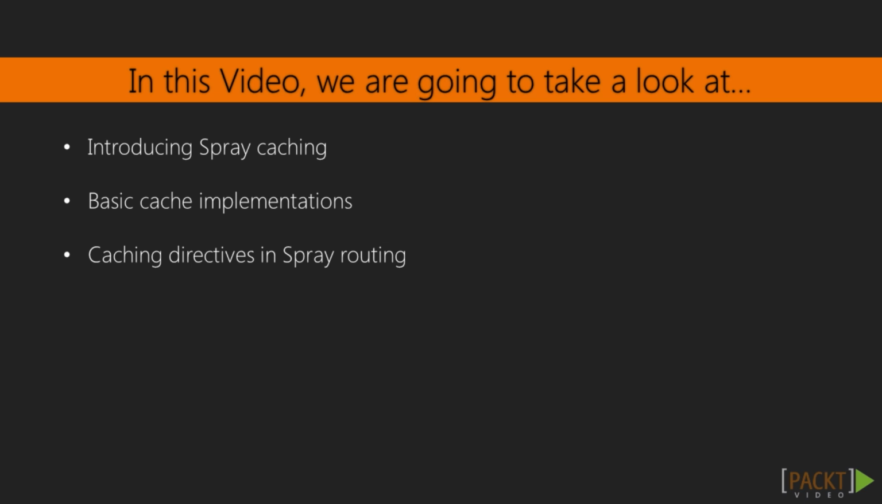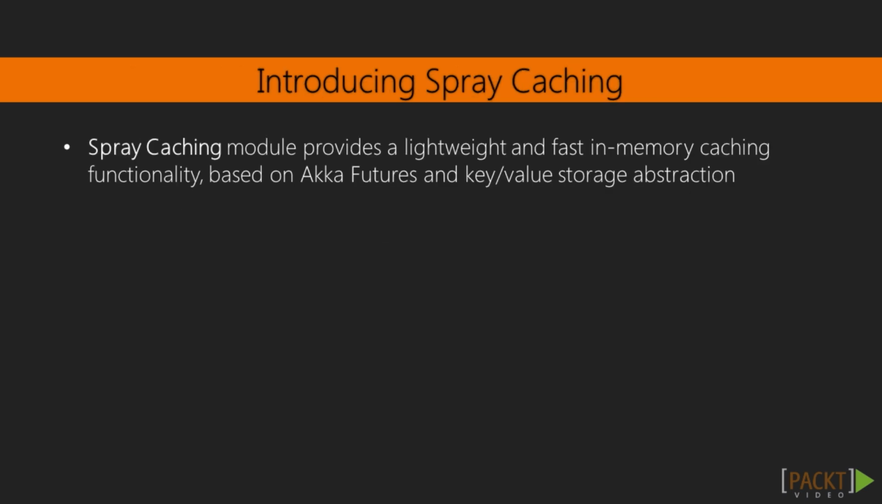It is fair to say that spray caching provides one thing and one thing only, the cache abstraction, and bundles a couple of in-memory cache implementations. However, what distinguishes the Spray's approach is that instead of caching the concrete value, which most of the cache implementations do, the future is being stored in the cache.